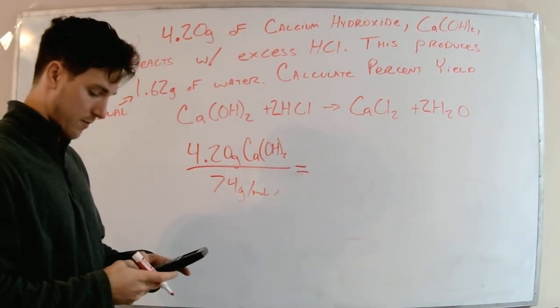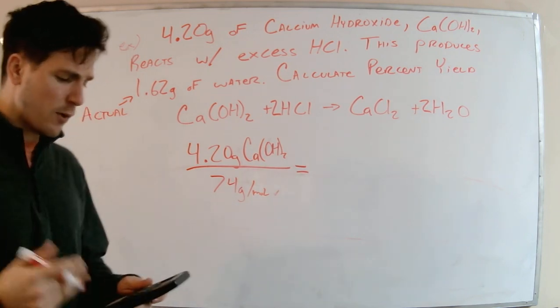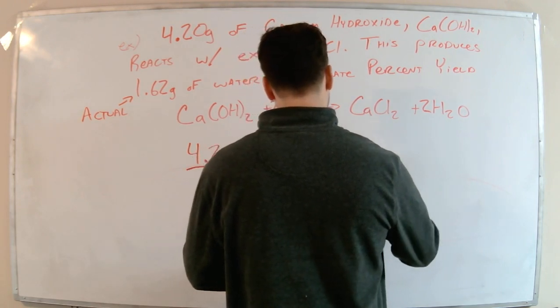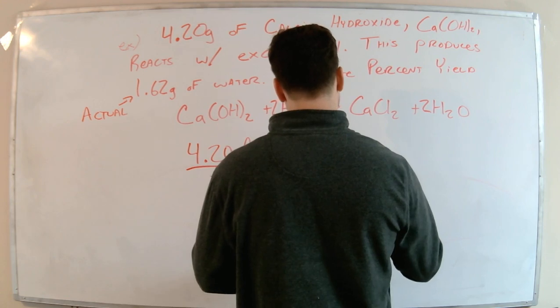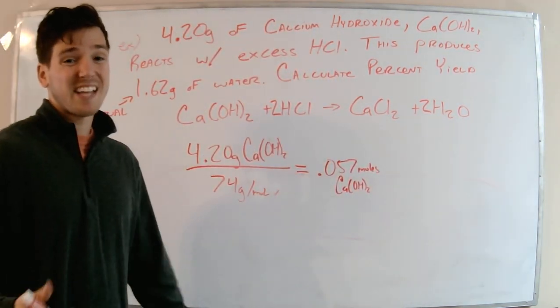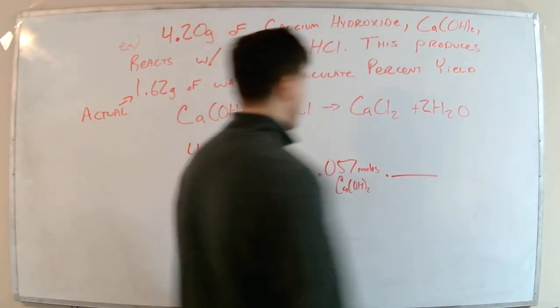We divide by the molar mass to get to moles. So I'll take 4.2 divided by 74, and I will get something around 0.057 moles of CaOH2. Cool. Again, step 3 is mole ratio. We've got to do mole ratio time.